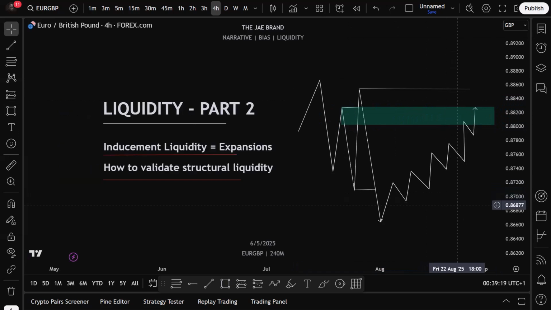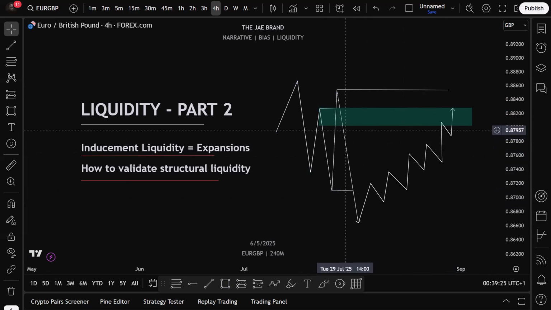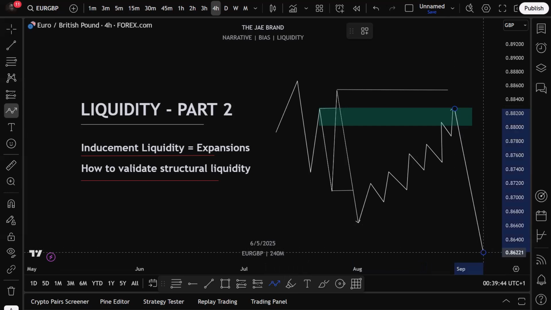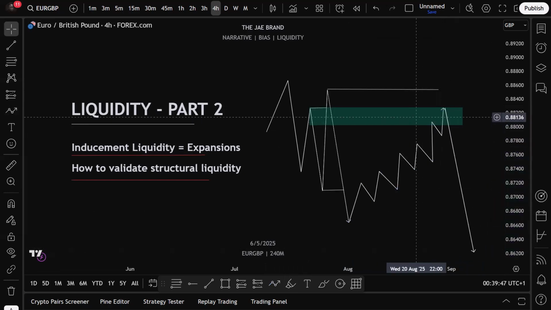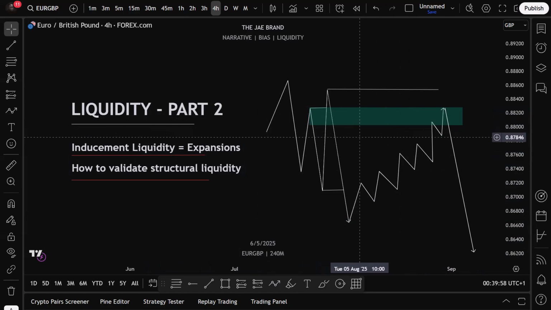I am sorry to let you all know that in real life trading, it doesn't really look as perfect as this diagram. This is more or less the basic market structure, where you have your transactional liquidity taken, and when price gets to the premium area for a sell model, you're expecting price to sell off from the POI in your premium area, but it doesn't really work that way. And this is where the knowledge of inducement liquidity becomes very important.